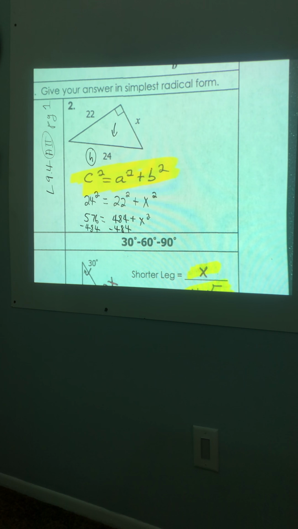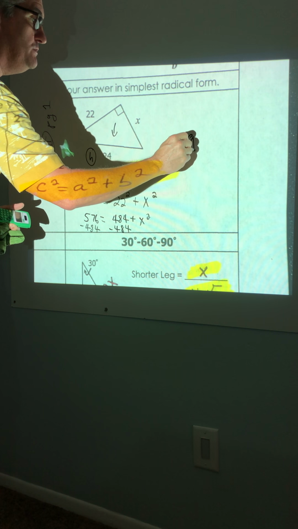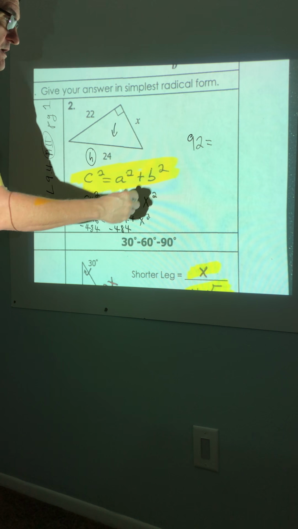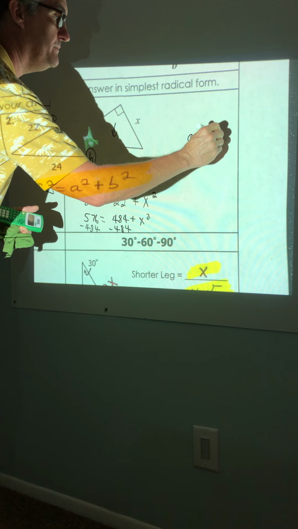Or if you're missing a leg, I know this is kind of weird, if you're missing a leg, it got subtracted off. When you're missing a leg, you're going to subtract. What am I trying to say? 576, take away 484, all right? Gave me the great answer of 92, and I'm going to set it equal to my x squared.